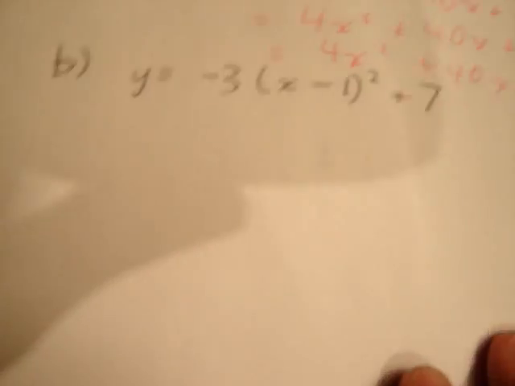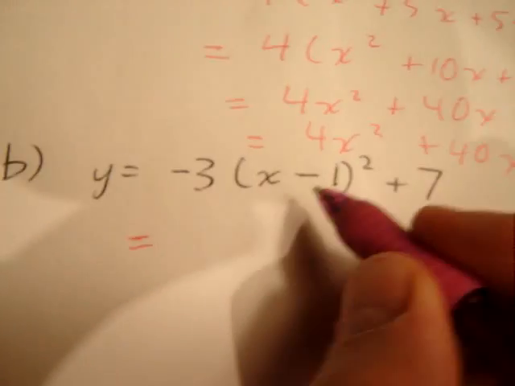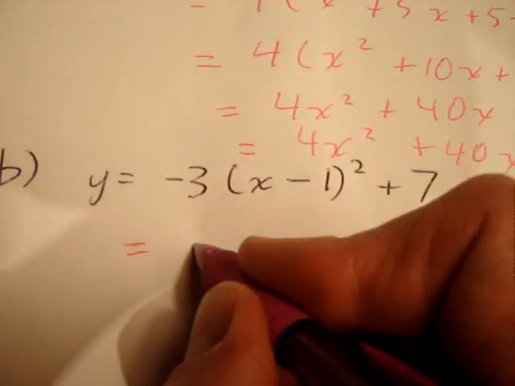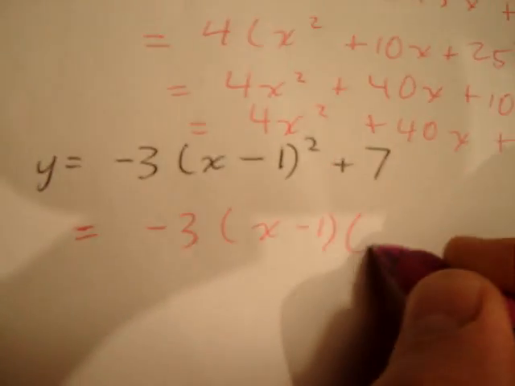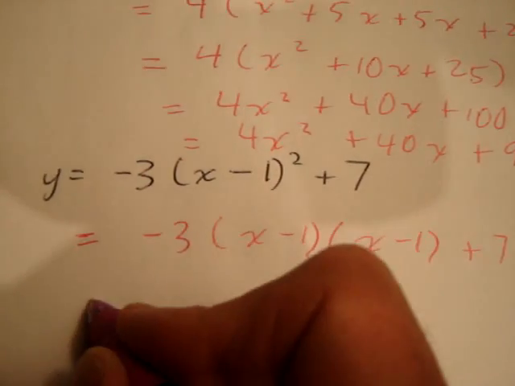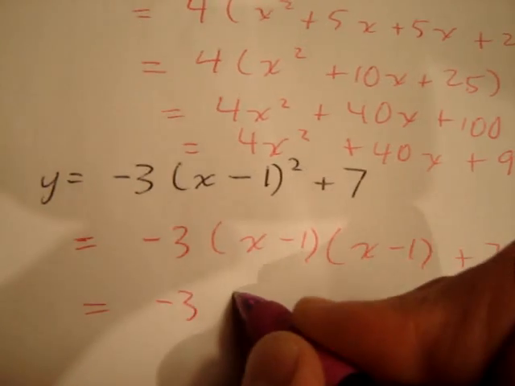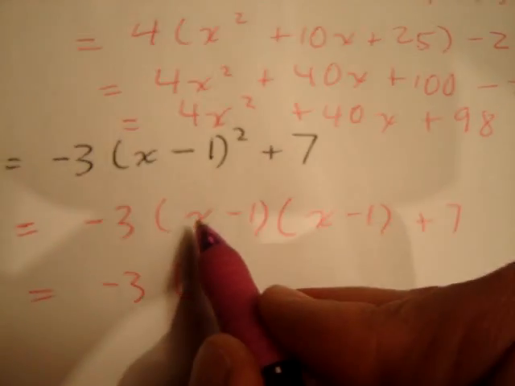There's a little bit of a complication to this question. We're going to put the binomial x minus 1 next to itself. We get (x minus 1) times (x minus 1), and then we add 7. We carry the negative 3. It's a passenger for now. It's not doing anything yet.